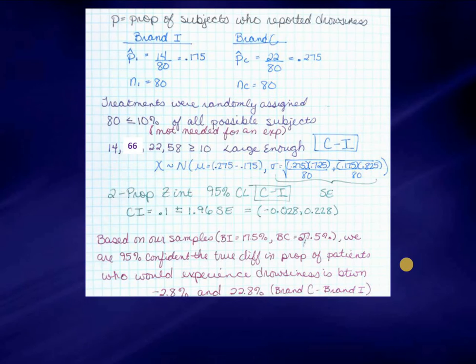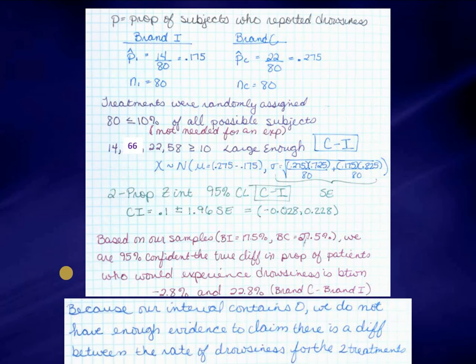And then the conclusion, the last little piece of this: because the interval contains 0, we do not have enough evidence to claim there is a difference between, right back to the beginning, the proportion or the rate of drowsiness for the 2 treatments.